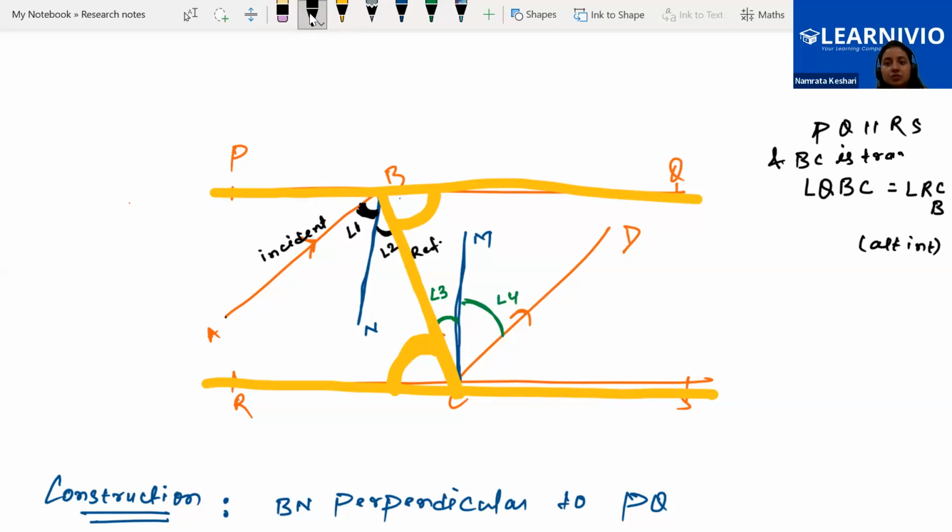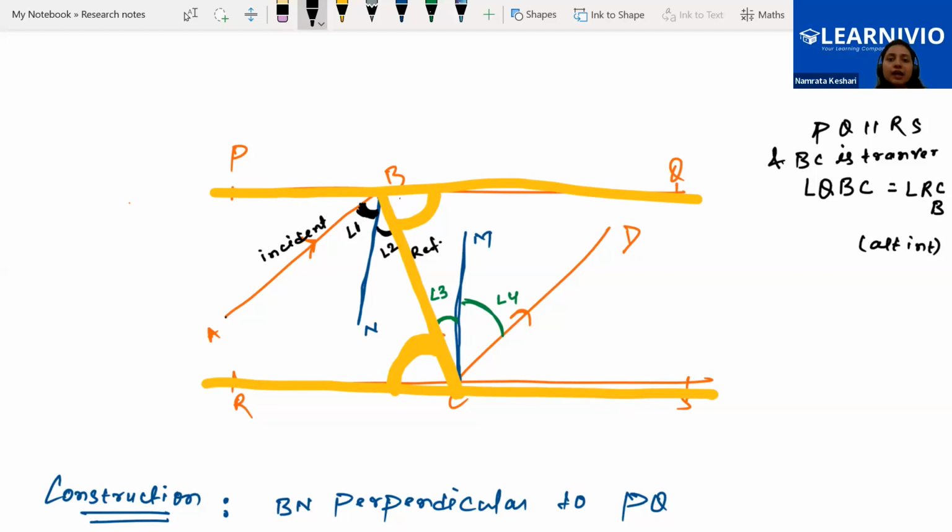I'm just trying to explain it over here. I'll be writing the same thing downside. So PQ is parallel to RS, BC is the transversal, angle QBC is equal to angle RCB, alternate interior angles. The two yellow angles are clearly visible. It's a pair of alternate interior angles.